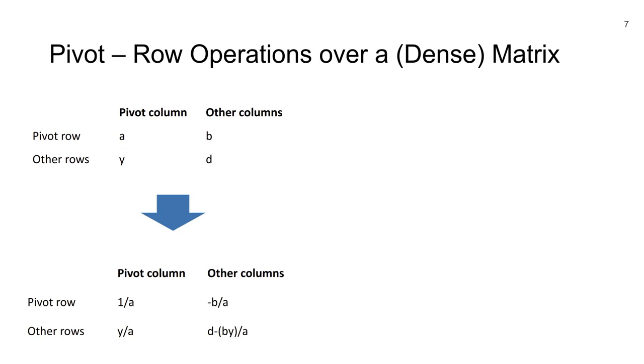While there are many ways to implement a simplex solver, the most classical implementation uses a simplex tableau, a two-dimensional matrix where columns correspond to variables and rows correspond to constraints. Each pivot is implemented as a scan over this matrix, where all the coefficients are updated according to the rules that you see on the slide.